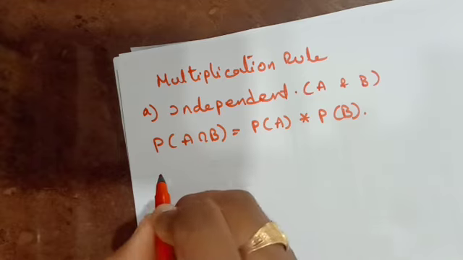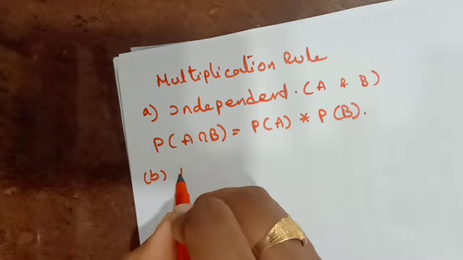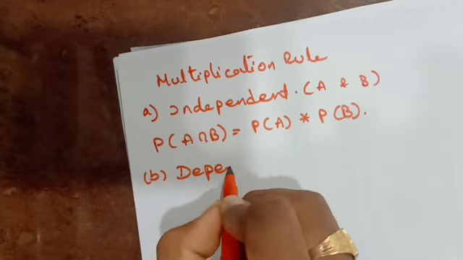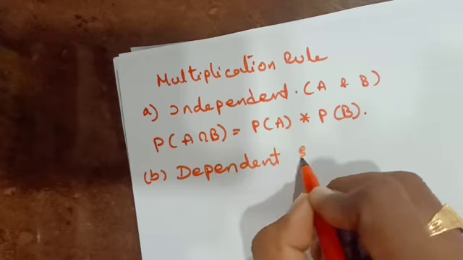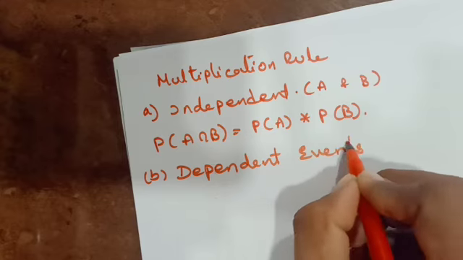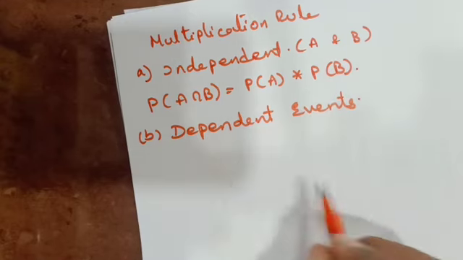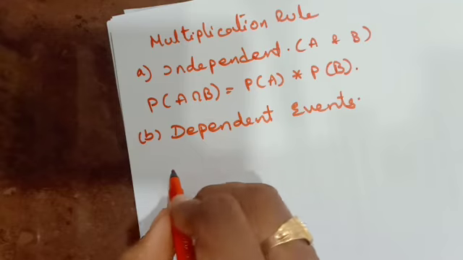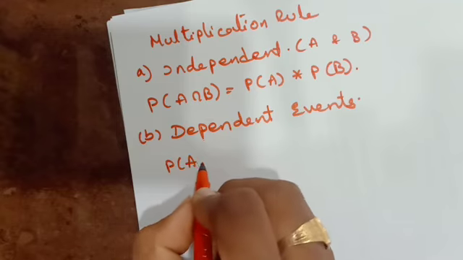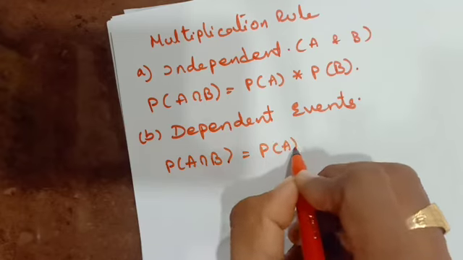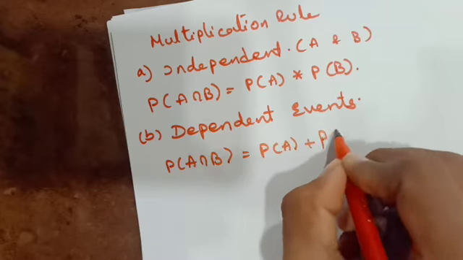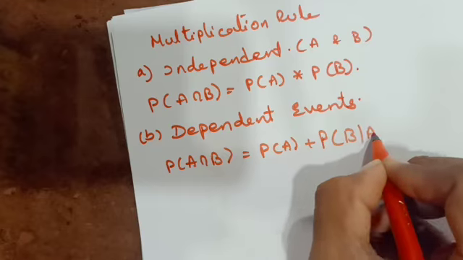In the same way, for dependent events, when we look at dependent events, P(A and B) is equal to P(A) times P(B given A).